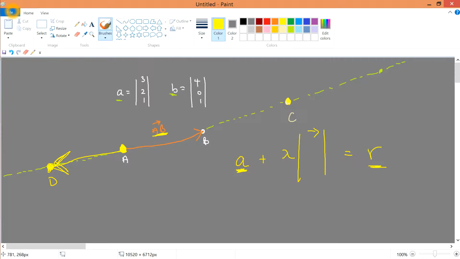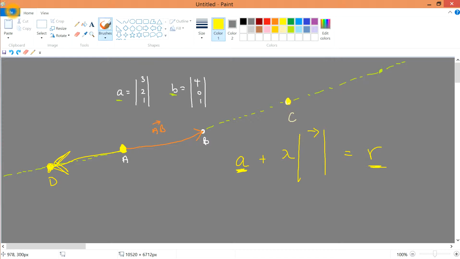If I have 2AB, then we will get to point C. If it's minus AB, then we are going to D. So this minus AB describes AD, and this 2AB describes AC. I hope this gives you a good understanding of vectors, or a good recap of vectors.